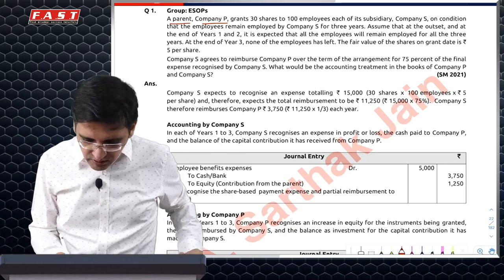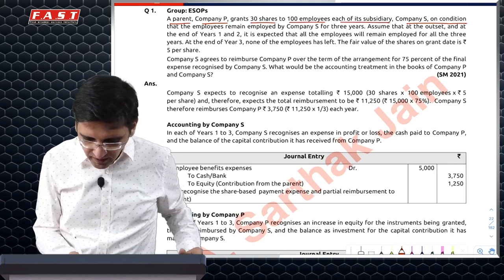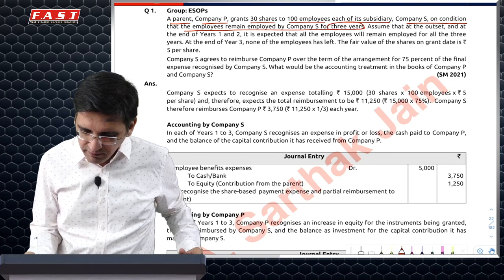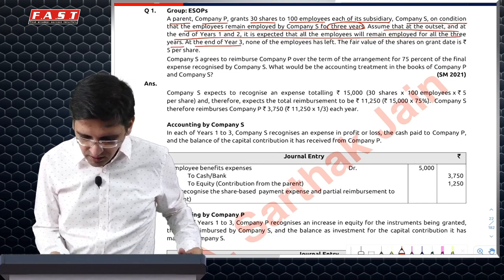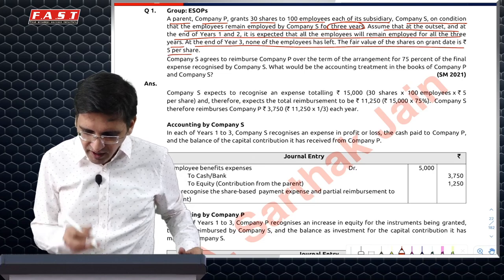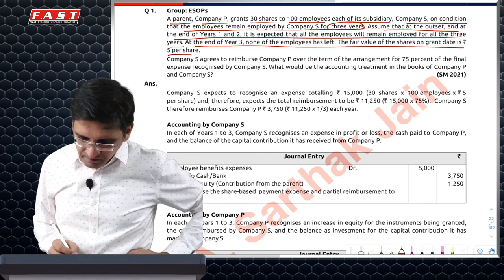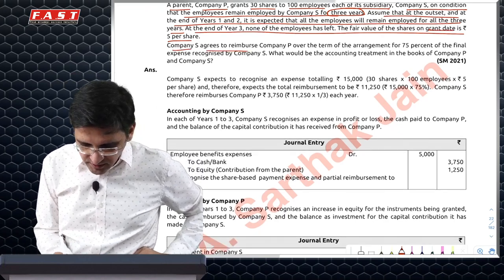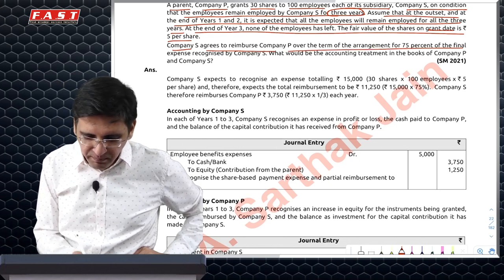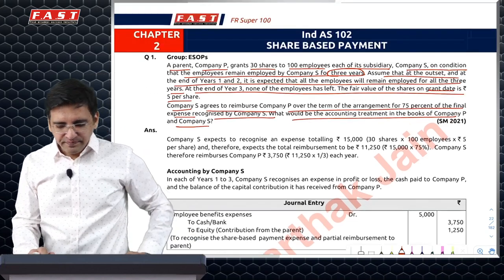This is one good question where parent gives 30 shares to 100 employees of the subsidiary. Condition is that the employee will have to be there for 3 years, and we expect all employees to continue, and none of them have left. Fair value of the share on the grant date is 5 per share. It should be the fair value of the option. The company agrees to reimburse 75% of the expense, so 25% will go to investment and equity.